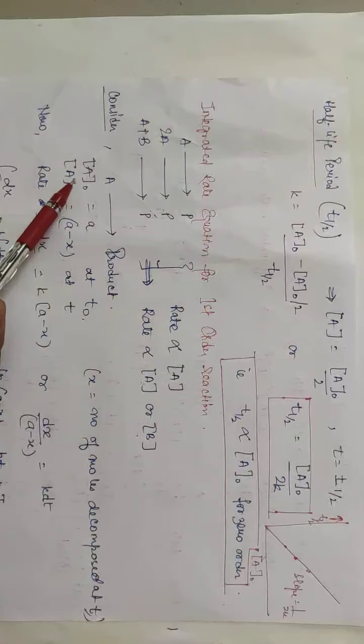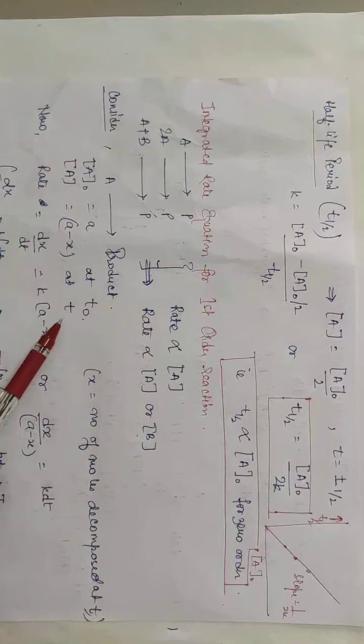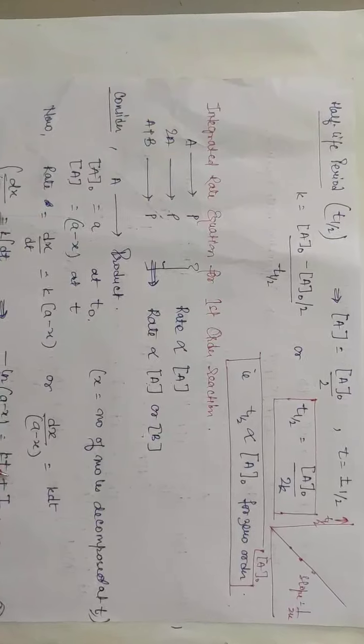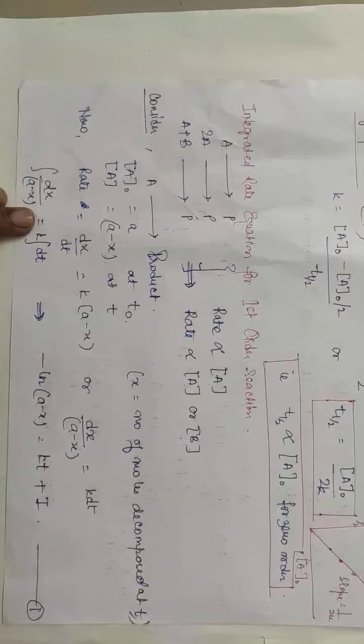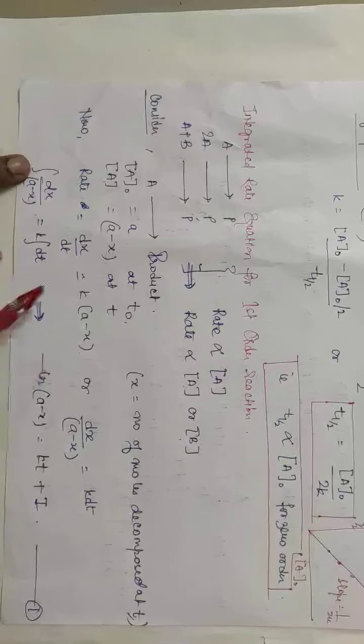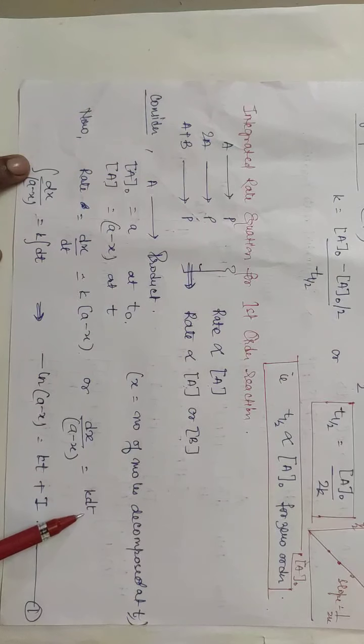Now consider the simplest reaction, that is A changing to product. Initial concentration of reactant is taken as small a, and concentration at any time t is taken as a minus x, where x is the number of moles decomposed at time t. Now to write the rate equation, you will write dx by dt equal to k (a minus x), the concentration of the reactant. Rearranging this, we will get dx by (a minus x) equal to k dt.